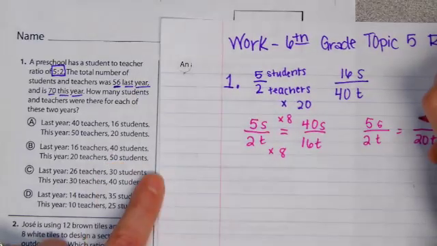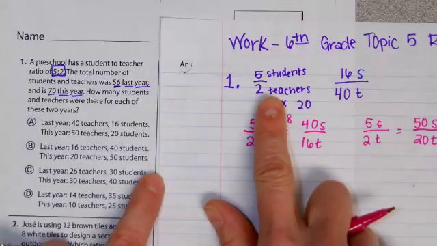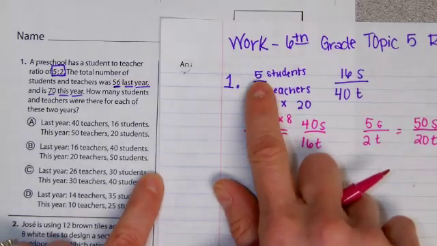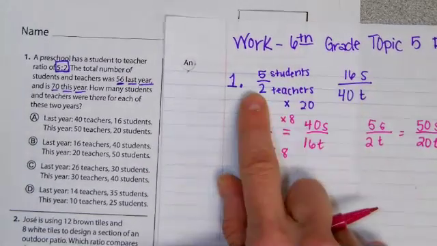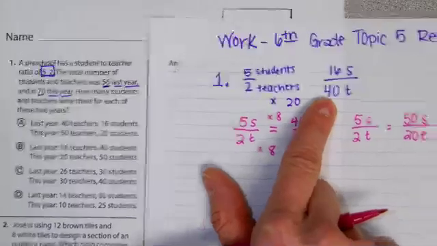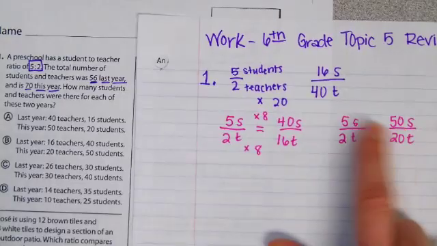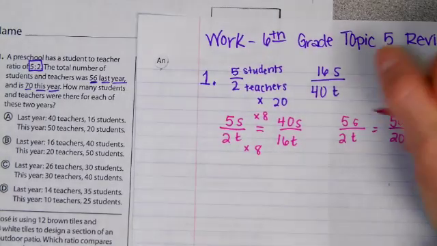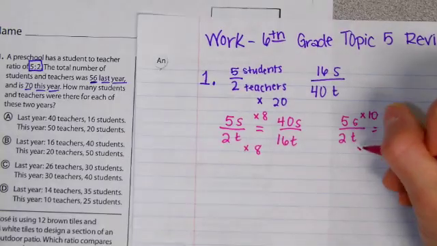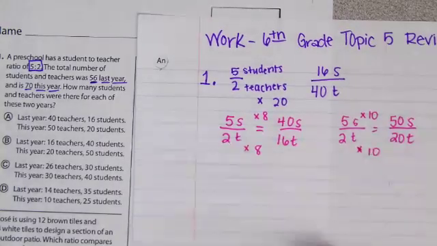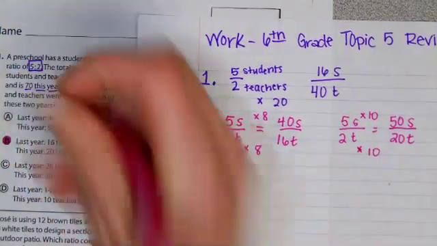Now, it doesn't really matter if you start on the top or the bottom. Up here, I started on the bottom because I didn't know in my head 5 times what number gave me 16, but I could figure out 2 times 20 was 40. So down here, I can start at the bottom or the top because I know both of these. 5 times what number is 50? Well, that would be times 10. Is 2 times 10 also 50 or 20? Yeah, it is. So this one, we know B is the correct answer. Yay. And there's the work for it.